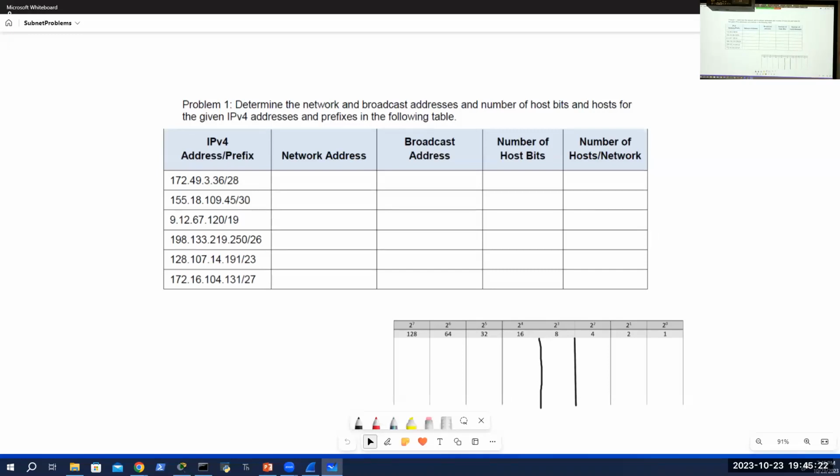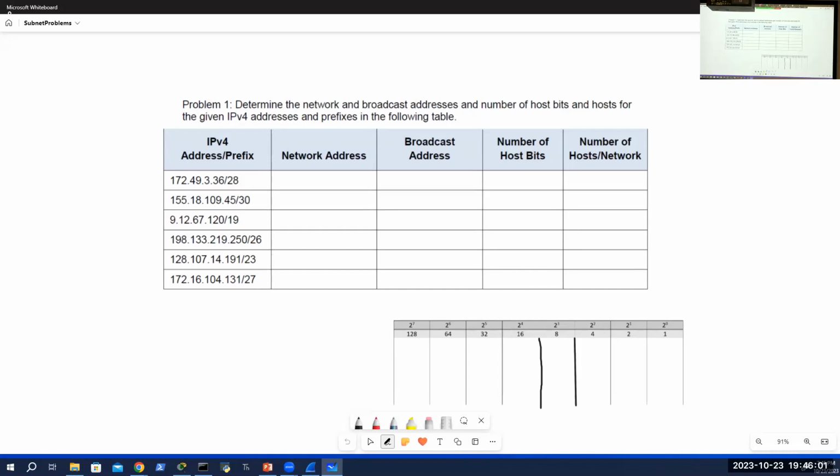But let's start with the easy stuff, and that is the number of hosts. The easiest thing here is the number of host bits. So for this first problem, I need to do it on my whiteboard so that Zoom people can see. With this first problem, 172.49.336.28.